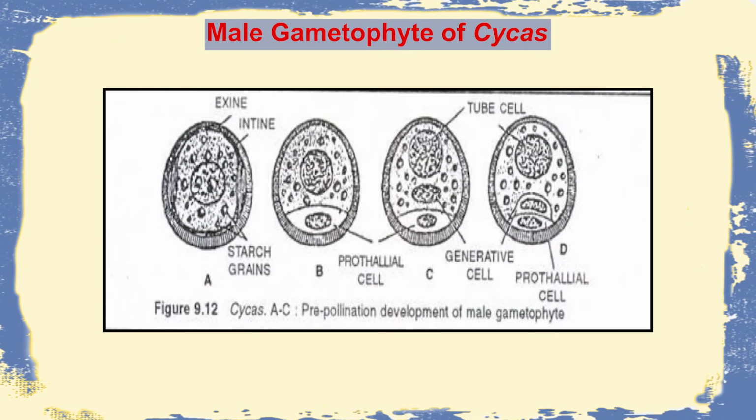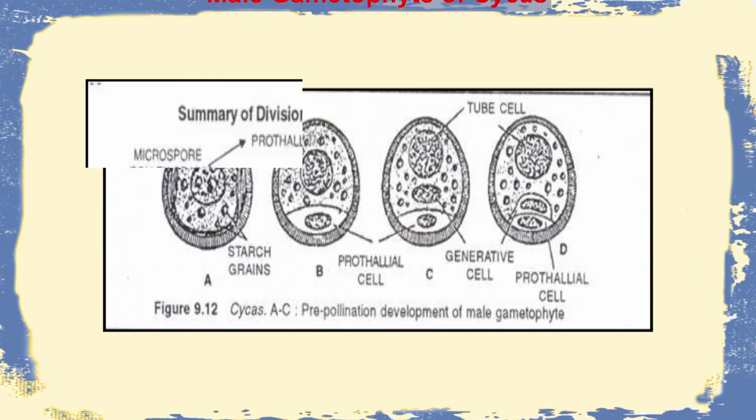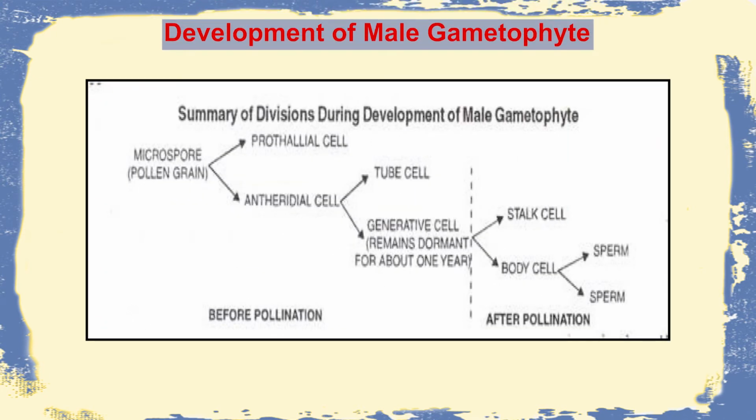We can see this is the typical male gametophyte or microspore having an outer exine and inner intine, and there are supportive cells called prothallial cells and also the tube cell and the generative cell. The tube cell produces the pollen tube and the generative cell produces the male gamete. We can see here that the development of the male gametophyte is divided into two parts, that is, one part is before pollination, another part is after pollination.